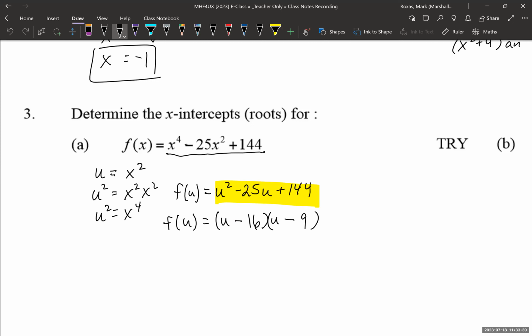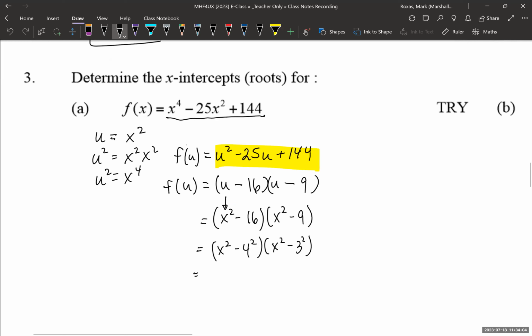But that's with the dummy variable u. I can simply take the variable u and turn it back into x squared, right? So I can say u is x squared. So make that change, u becomes x squared again, so x squared minus 16. And then u is x squared again, so x squared minus 9 for the second factor. And I'm left with a pair of quadratic factors here, which you might recognize to be each of them a difference of squares, right? This is x squared minus 4 squared. And this one here is x squared minus 3 squared.